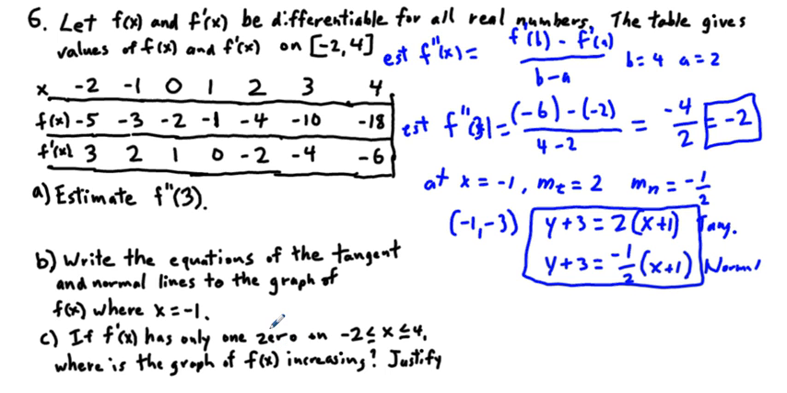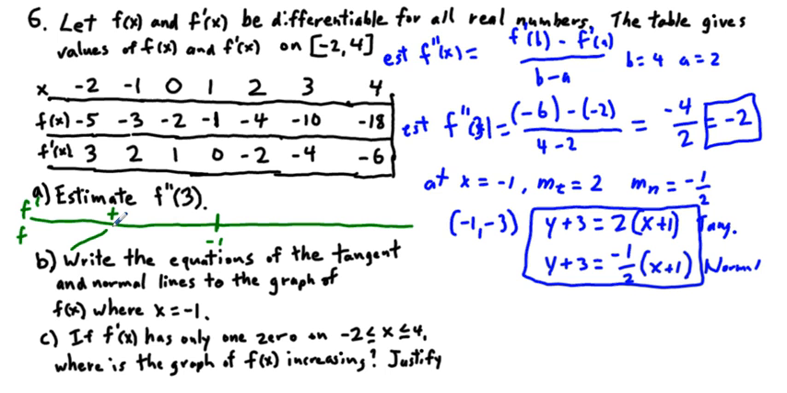If f prime of x has only one zero in the interval from negative 2 to 4, where is the graph of f of x increasing? Justify. Well, we can go ahead and take a number line to do that, right below. I know I'm getting into the other writing. Our zero, or our critical number, is at negative 1, right? It only has one zero. And so here we have f prime of x above, f of x below, and this is all positive over here to the left of negative 1.